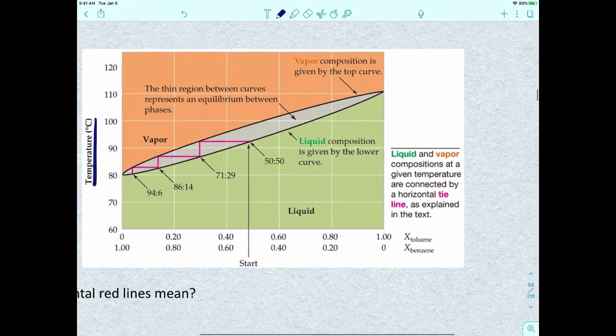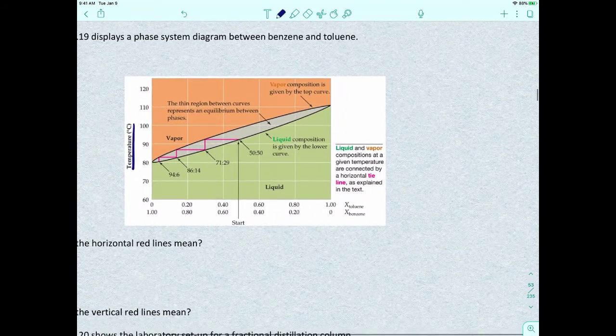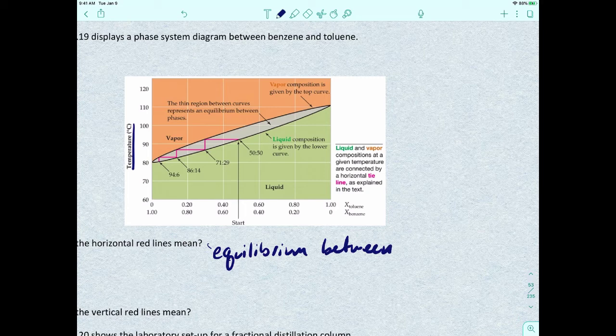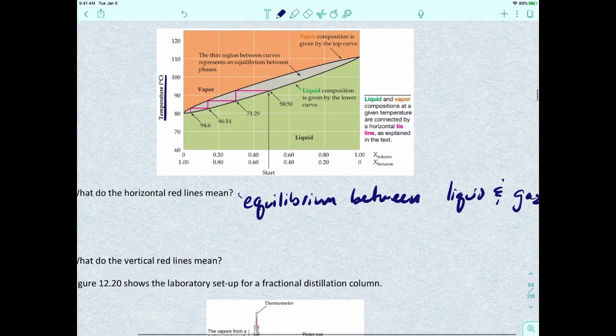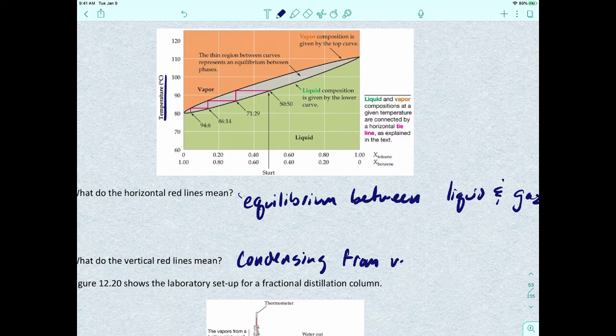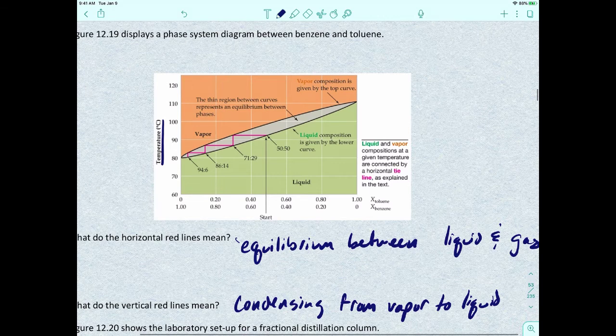So what do the horizontal lines mean here? The horizontal lines mean that we've got an equilibrium between the liquid and the gas. And what do the vertical red lines mean? That means it's condensing, going from vapor to liquid. Okay, so the green curve right here is the liquid. The orangey area is the vapor.